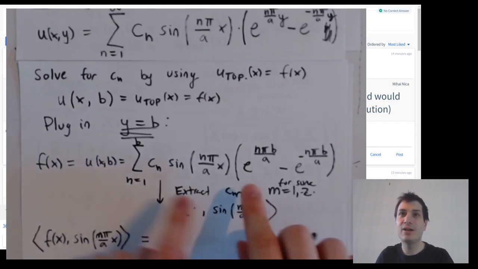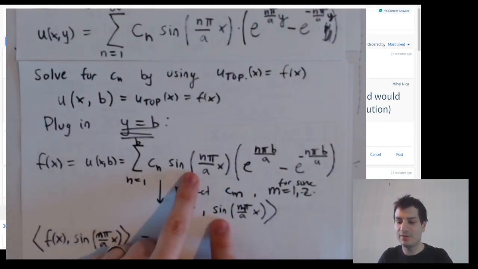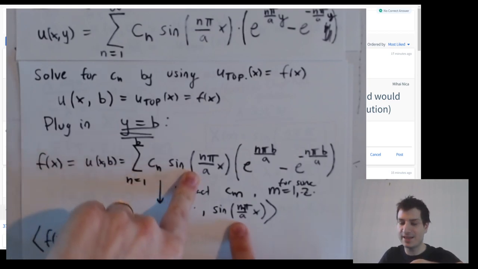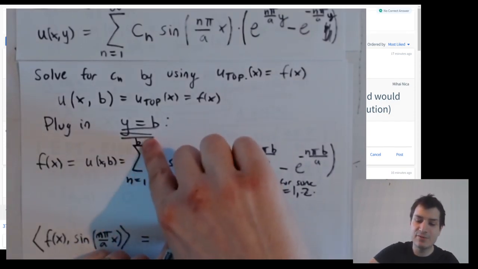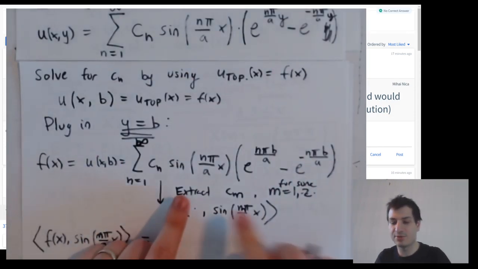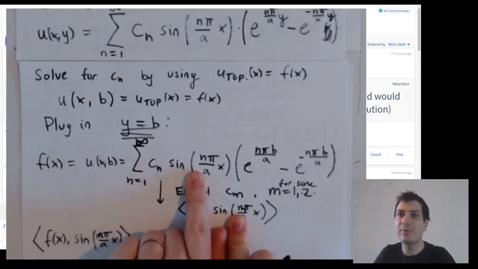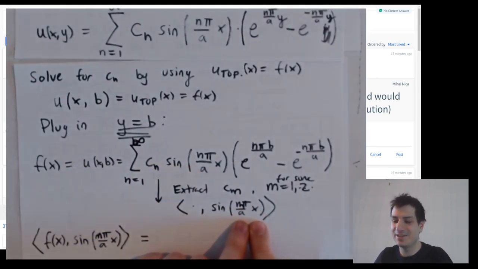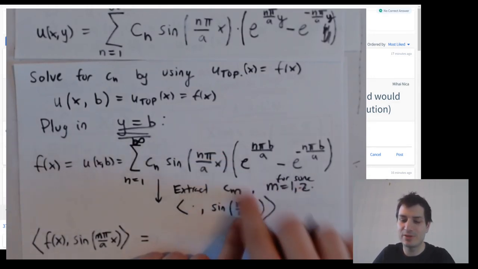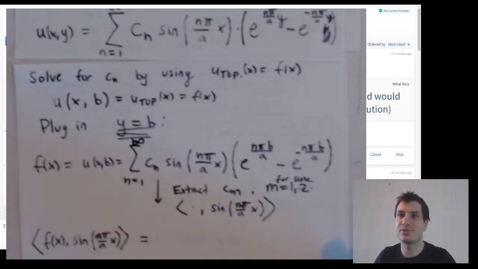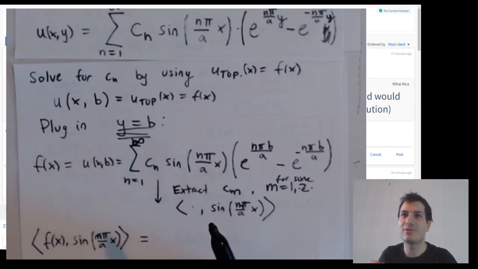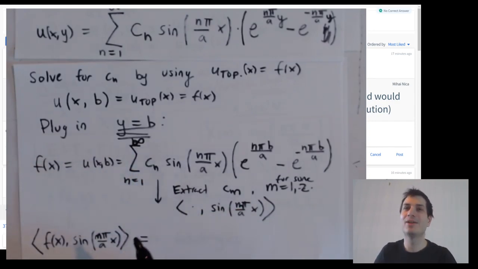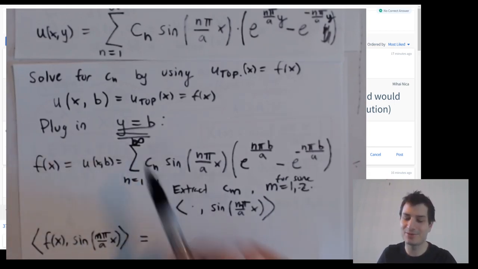So when you do the inner product over here, because the sine functions are orthogonal, the inner product of sine of n pi over a x and sine of m pi over a x will be zero. So of this big infinite sum, n equals 1 to infinity, the only term that survives is the mth term, when n equals m. All the other terms go to zero. Somebody in the chat noticed this b and asked why n goes from 1 to b. It was because I was excited by my b pun and wrote it down. It's not correct. It should go from n equals 1 to infinity.